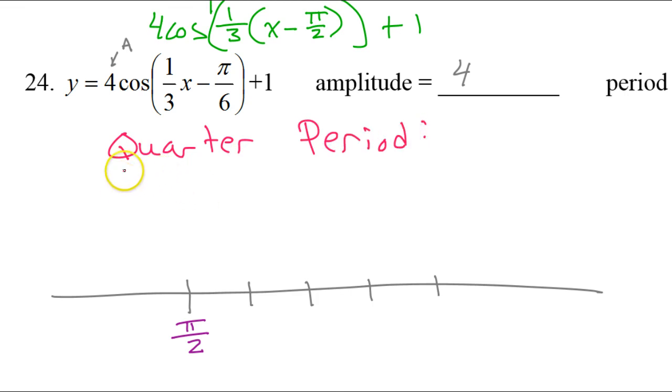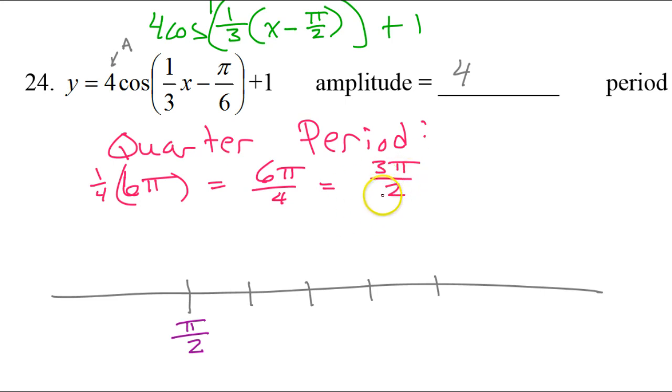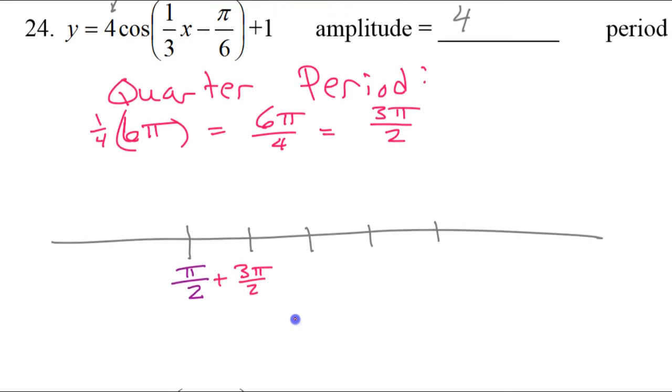Okay, well, if the full period is 6 pi, then 1/4 period is 1/4 of 6 pi. In other words, 6 pi over 4. In other words, 3 pi over 2. This is 1/4 of the period. So, since each one of these spaces is 1/4 of the period, if I want to find the next marking, I should be able to add 1/4 of a period. I should be able to add 3 pi over 2 and get the next number.